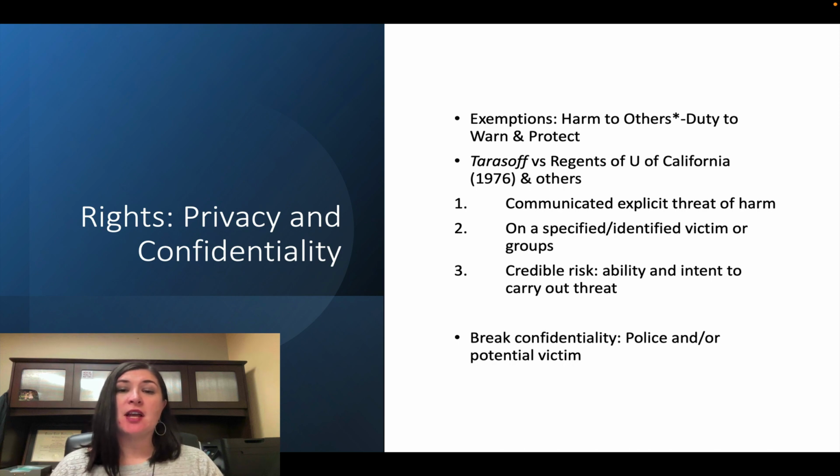The duty to warn, or when somebody reveals that they are going to harm themselves or others, is brought from the Tarasoff versus Regents law from 1976. This stated that if a client communicates an explicit threat of harm on a specified identified victim or groups of victims, and there is credible risk for the ability or intent to carry out this threat, that we have a duty to break confidentiality to the police or the potential victim. It is important to note that in Texas, the Tarasoff laws are not required. So as a clinician, I am not required to warn individuals. However, that is something that goes into the ethics, where a law versus an ethic might present a gray area.